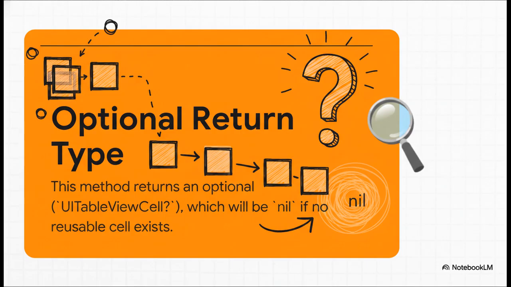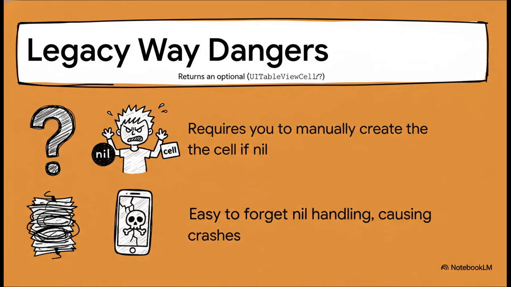And that's where things get dangerous. Because it can return nil, all the work, all the responsibility lands right on your shoulders. You have to write code to check, hey, did I get a cell back or did I get nothing? And if you get nil, it's up to you to manually create a brand new cell from scratch. Now, what happens if you forget that check just once? Well, the table view asks for a cell, it gets back nil, and boom, your app crashes hard. It's just a recipe for buggy, messy code.